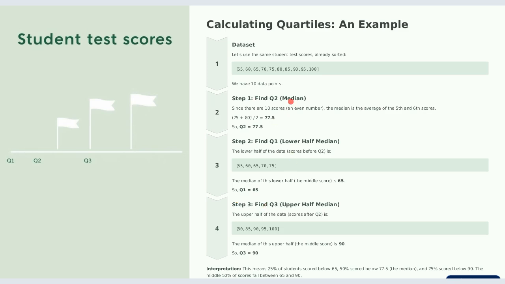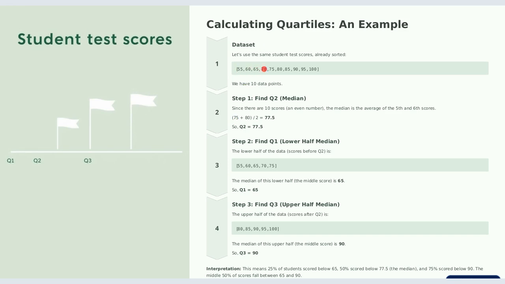So the first is to calculate the median, right? Which in this case is 77.5. Again, how did we get to 77.5? Simply look for the 2 points in the middle. And the reason we are adding the 2 points in the middle, dividing by 2, is because there is an even number of data points. That is, there are 10 points here.